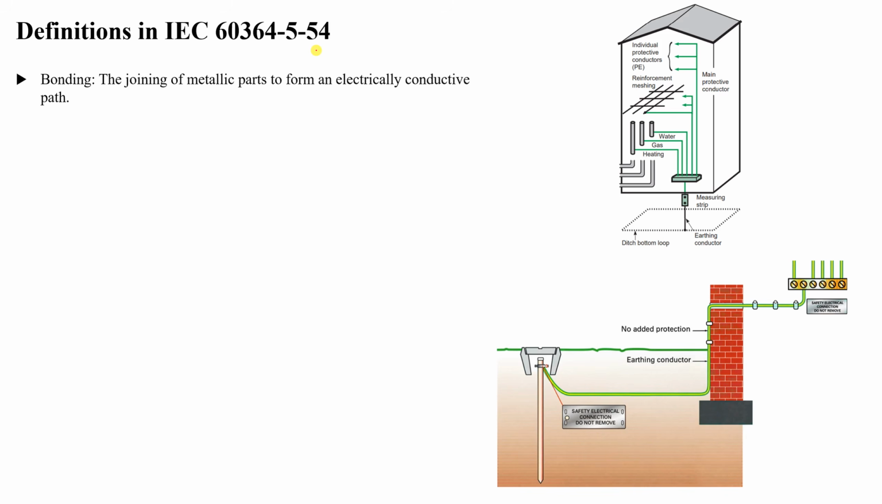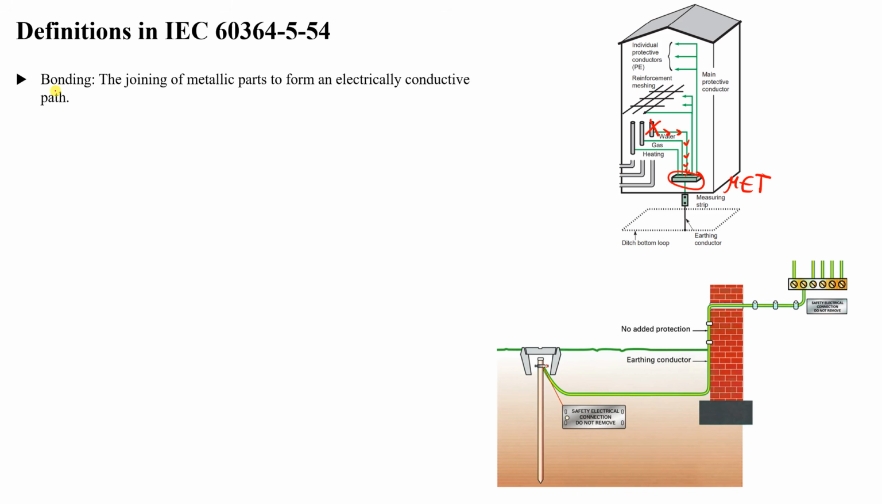So here, which you may encounter, number one, bonding: the joining of metallic parts to form an electrically conductive path. This means, for example, when we connect a water pipe or gas pipe with our MET, which is a metallic enclosure, this connection between them is called bonding, in which you are bonding them together, having a connection or an electrically conductive part between them.